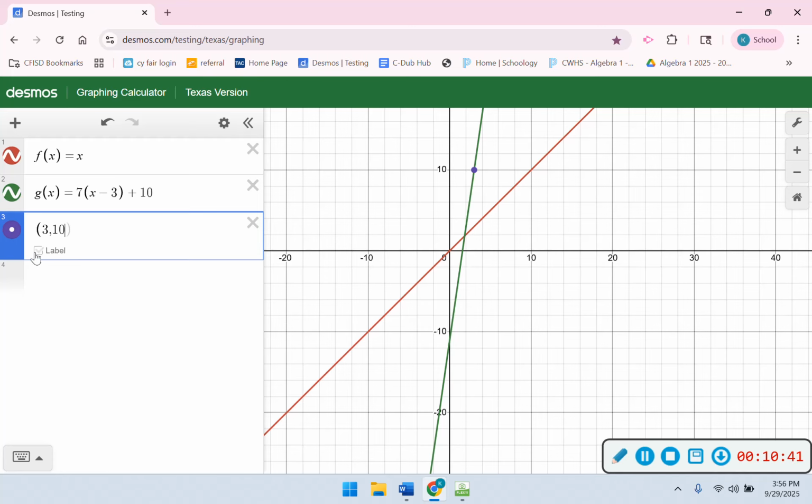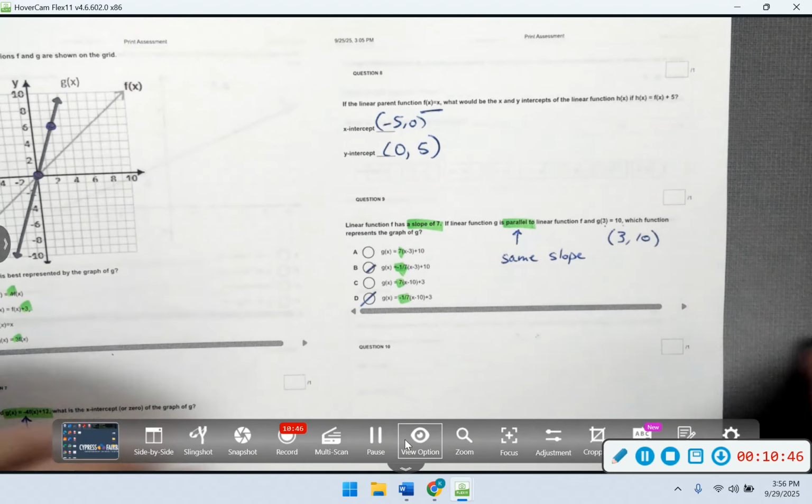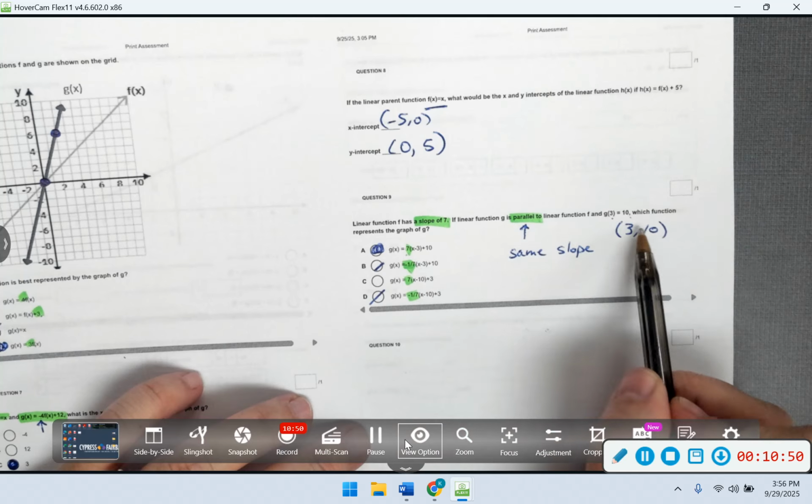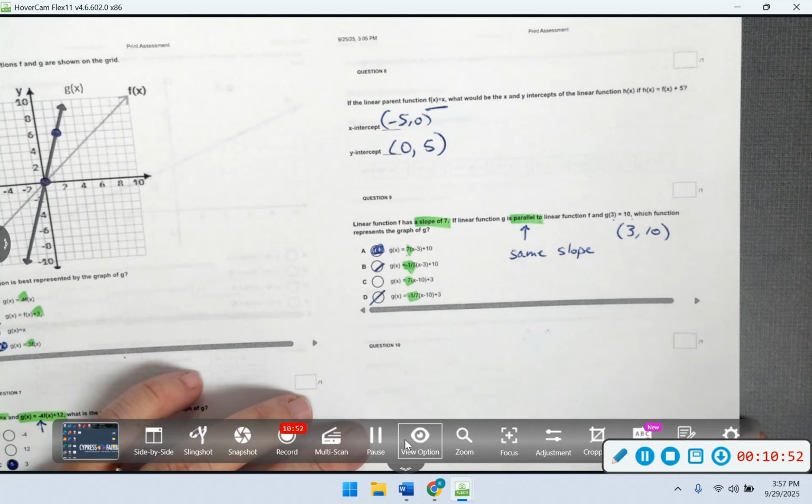If you want to label it, you can check the box. It'll label it, so answer is going to be A. So it's parallel, it has the same slope, and it needs to go to the point (3, 10). Okay, next question.